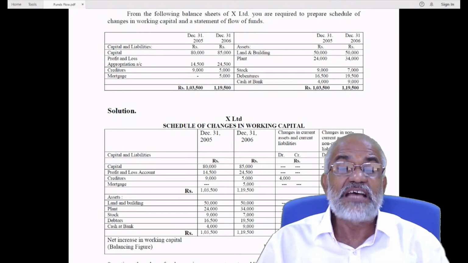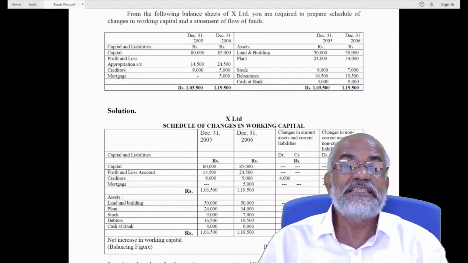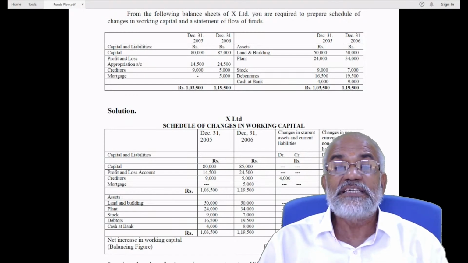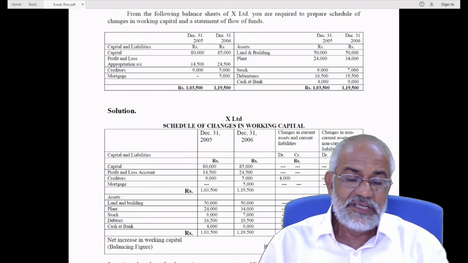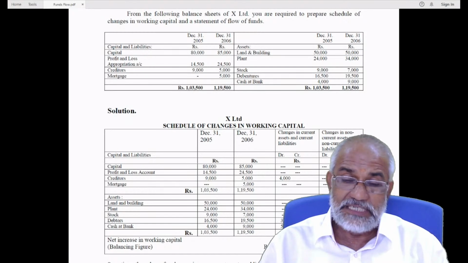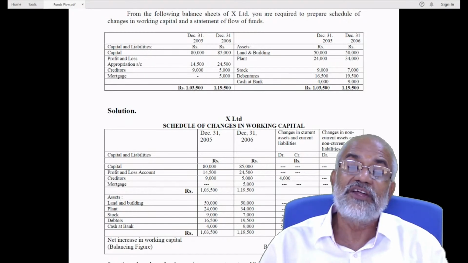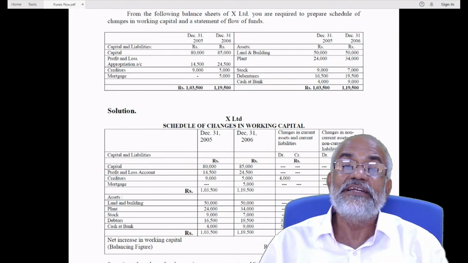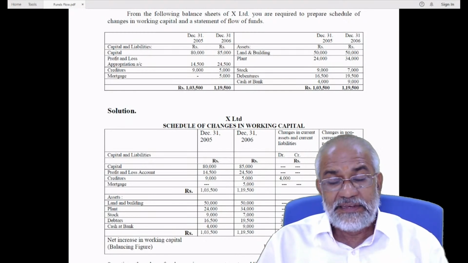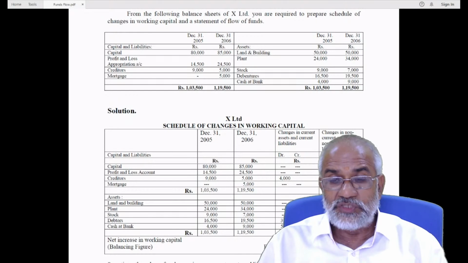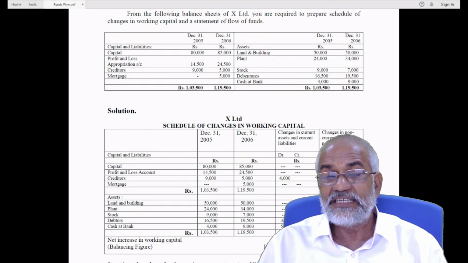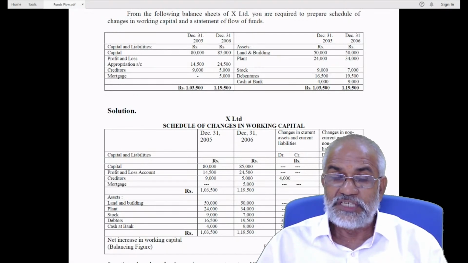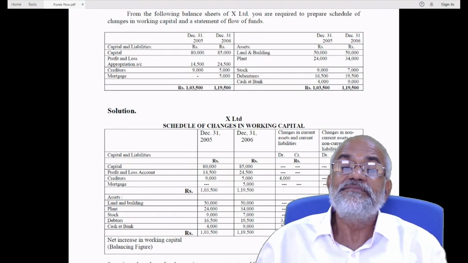So let us examine the first item on the liability side of the balance sheet, that is capital. Capital was 80,000 at the beginning and 85,000 at the end, meaning it increased by 5,000. So what is the nature of capital? It's a liability, current or non-current? Obviously it is non-current. So when it is non-current, the increase in capital by 5,000 will affect the last column, that is changes in non-current items, and it will not affect the changes in current items category. So changes in current items are marked nil.